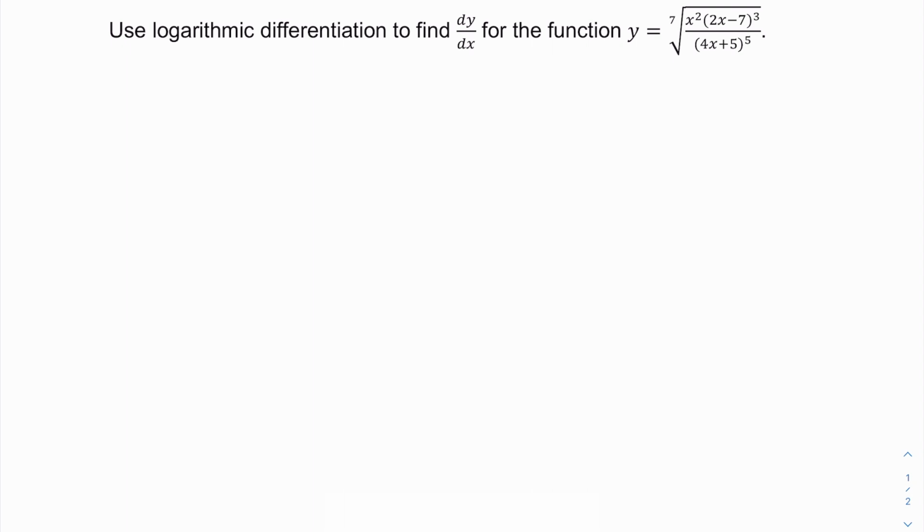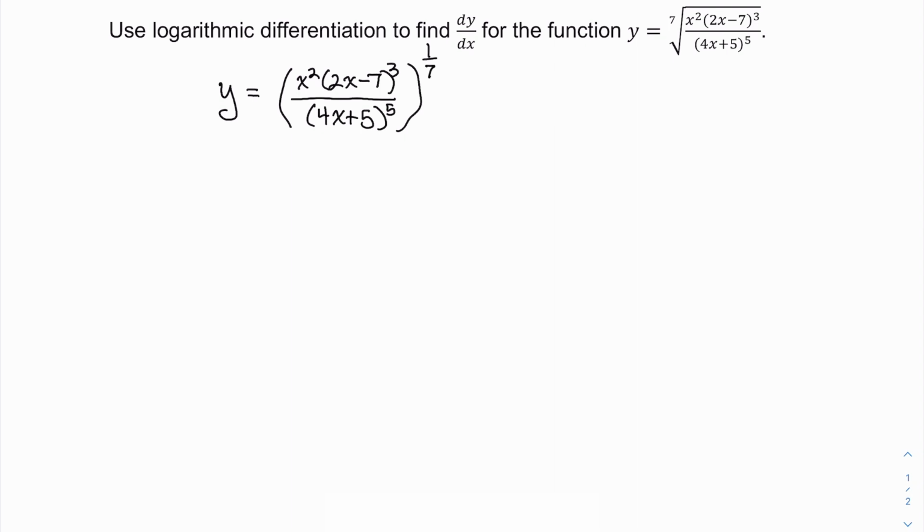So this has a lot of powers, products, and a quotient, and it's perfectly suited to work using our logarithmic differentiation. Now notice when I have this function, I can rewrite my expression to the 1/7 power to write it without using the radicals, but instead using fractional exponents.